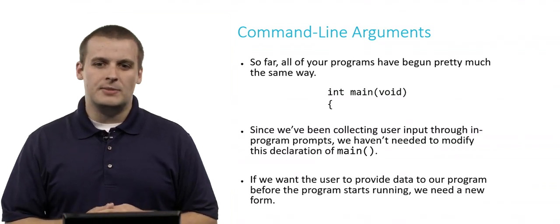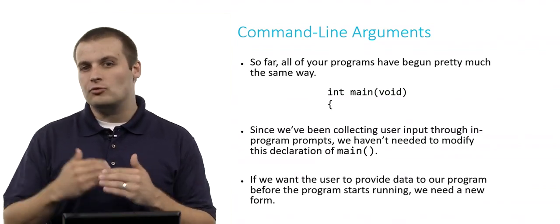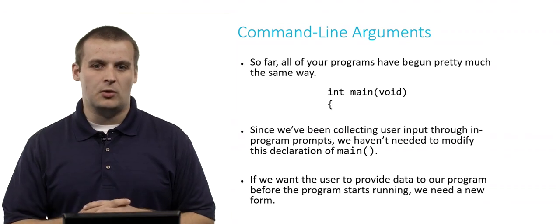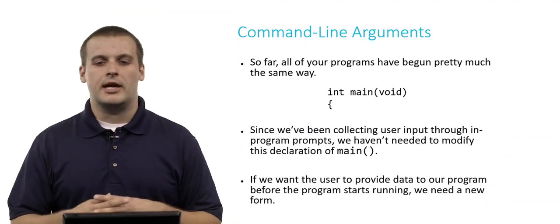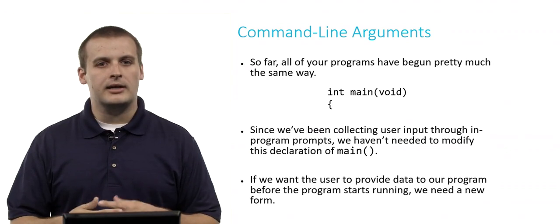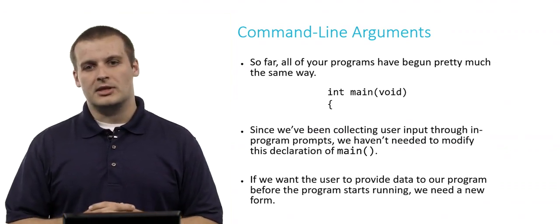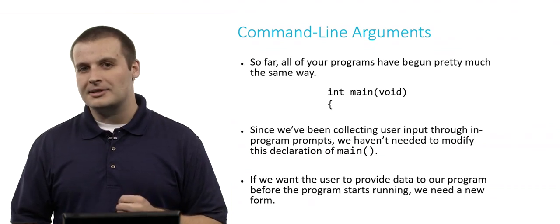If we want our users to be able to provide data to our program at runtime instead of while the program is running, a subtle distinction, but sometimes a very useful one, we need a new form of declaring main. We can't use int main void if we want to collect other data at the command line when the user runs their program, hence command line arguments.